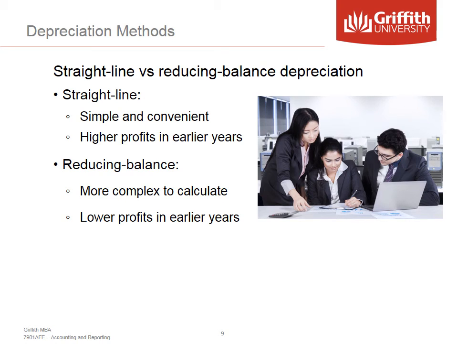So what's that difference look like? Well, using straight-line depreciation, which is simple and convenient, what we get is a pattern that says the expense in early years of the life of the asset will be lower, and therefore the profits in those earlier years will be higher. And the flip side for the reducing balance methodology, first of all, it's more complex to calculate, as you've just seen, but because the expense is higher in the early years, that means that correspondingly the profits in the early years will be lower.